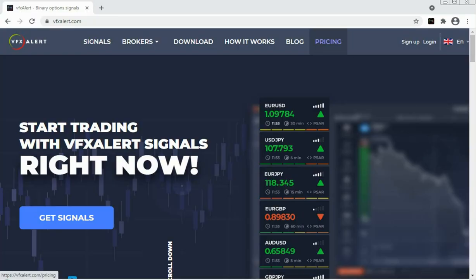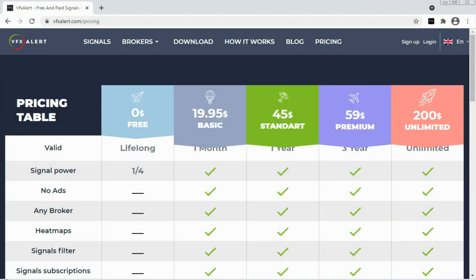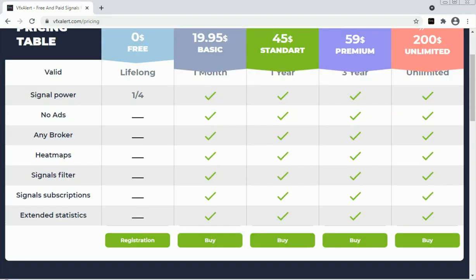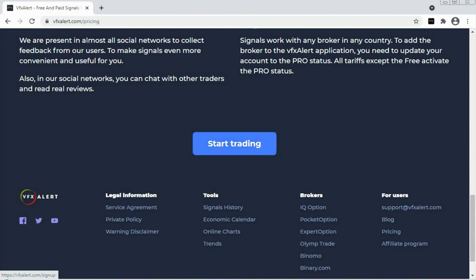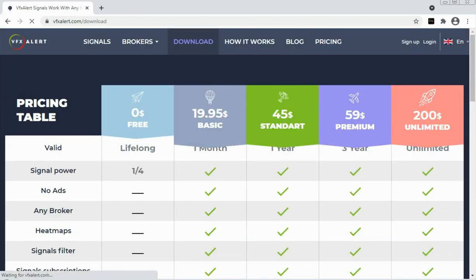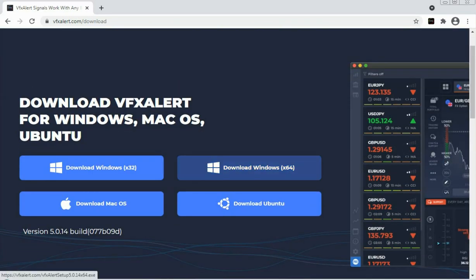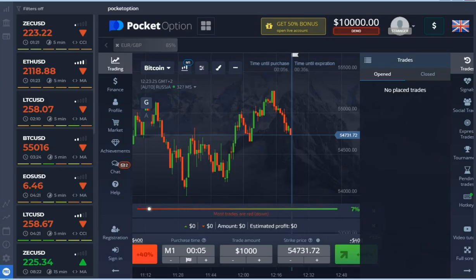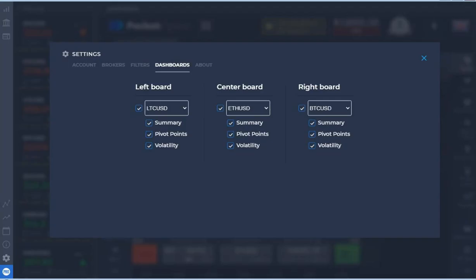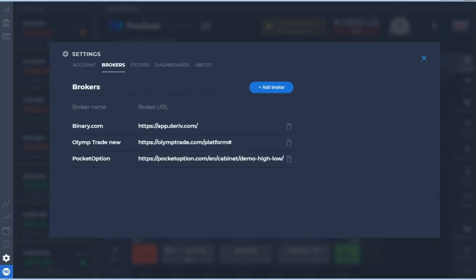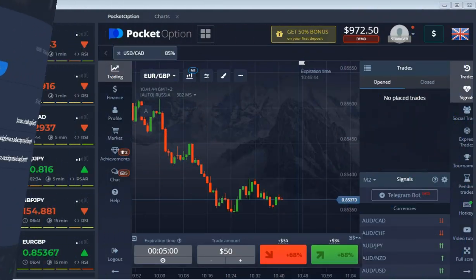To start trading on the vfxAlert website, select the license that suits you, or free signals with limited functions available immediately after registration. Then download and install the program on your computer. You can trade on recommended brokers or add your own in the program settings. Let's move on to strategy and signals.